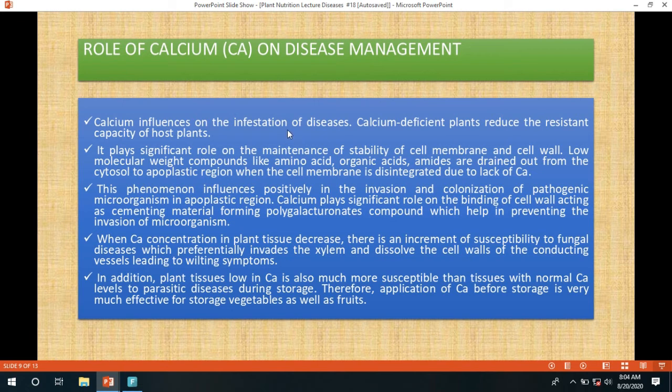Calcium deficiency resistance power কমে যায়। কিভাবে কমে? It plays significant role in the maintenance of stability of cell membrane and cell wall. Low molecular weight compounds like amino acid, organic acid, amides are drained out from the cytosol to cytoplasm region when the cell membrane is disintegrated due to lack of calcium.